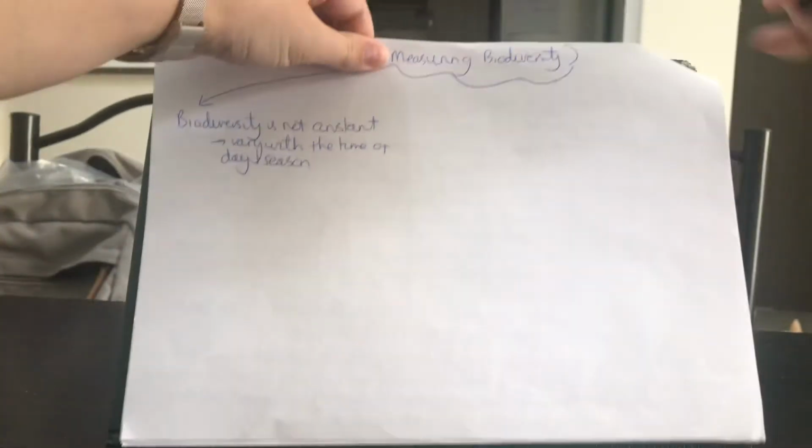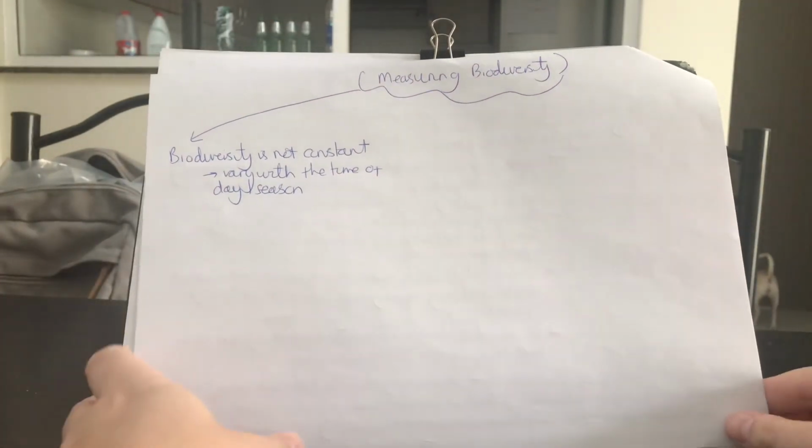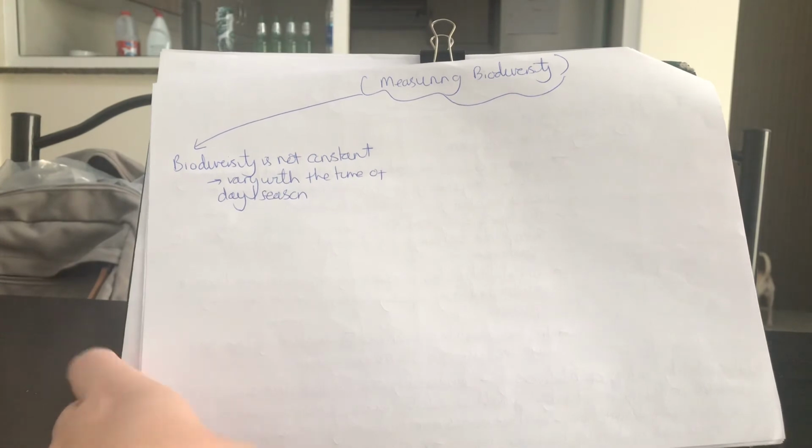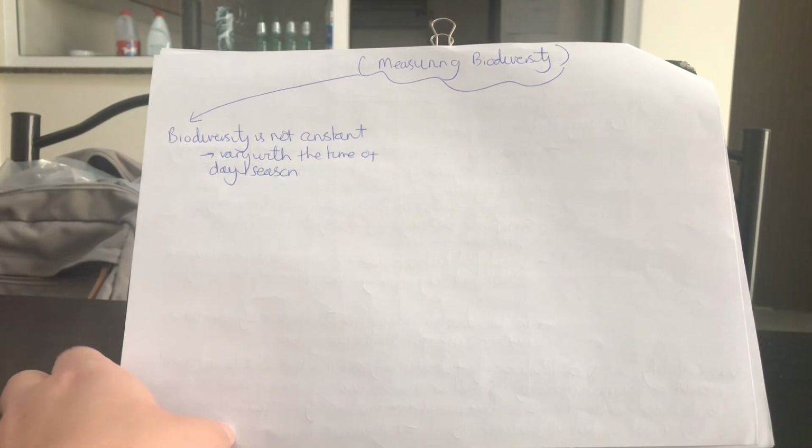Now, I've said it's important that we measure biodiversity. It's worth noting that actually biodiversity is not constant and can vary with the time of day or even the season. So whilst it's important that we are aware of the biodiversity of a particular area, it's worth realising that just because in December the biodiversity is low doesn't mean that something bad has happened.